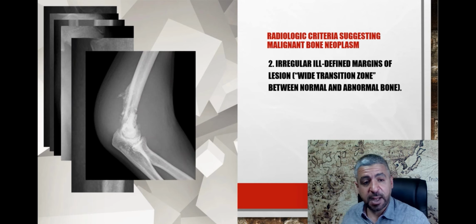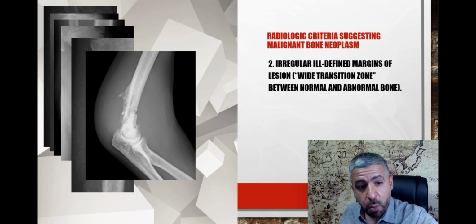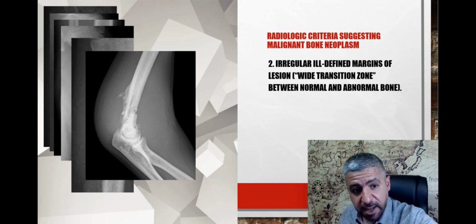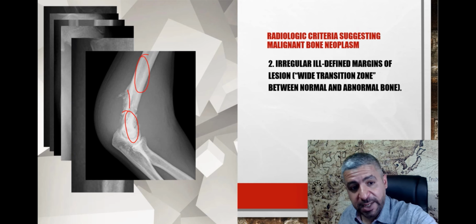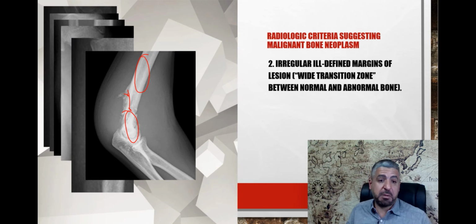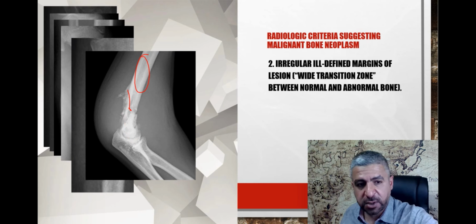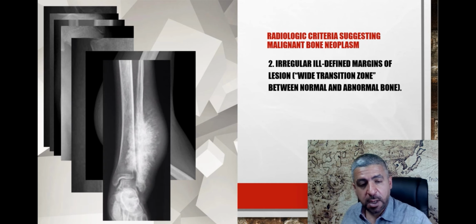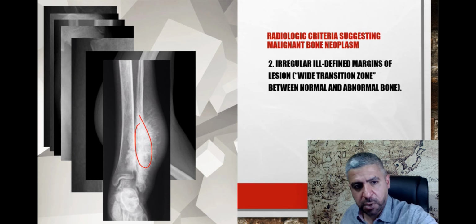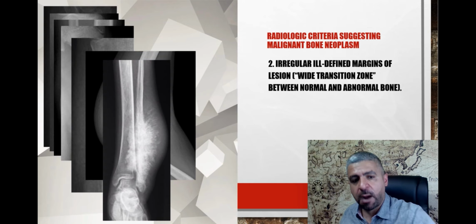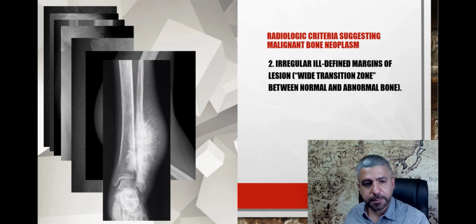Again, let's see another example. You can see it here. There is a wide zone of transition from this abnormal bone to this normal bone. But where exactly does it stop or start? I don't know. It's a wide zone of transition of a malignant bone lesion. Another example you can see here. This is the lesion, and possibly this is normal bone. So where does it stop and where does it start? Maybe here or here or here. It's not very clearly seen. So there is a wide zone of transition.